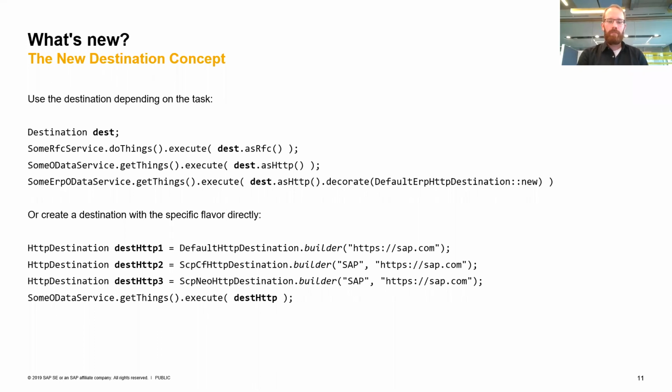everything adjusting accordingly. Another point that's also possible from the interface itself is you can easily decorate the destination with some other destination providing additional features. So for example, if you want to have ERP specific behaviors, for example, you want to have the subclient and the locale handled automatically, you can and should decorate your destination with the default ERP HTTP destination, which will then automatically handle the subclient and stuff for you.